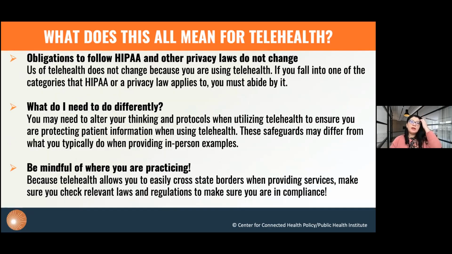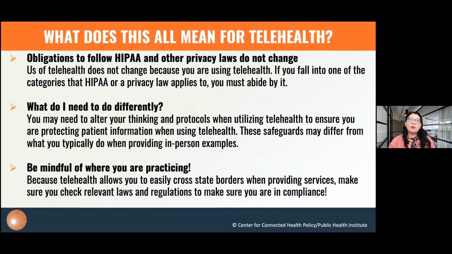So what does this all mean for telehealth? The obligation to follow HIPAA and other privacy laws does not change just because you're providing services via telehealth. You're still going to have to abide by them, but you may need to think about things a little bit differently. Just because you are following the same laws doesn't mean that you are following the same protocols you might have in place in person, because those protocols may not actually allow you to comply with those HIPAA laws or those state laws. So you may have to alter your thinking a little bit in how you are trying to protect that information when you're doing it via telehealth.